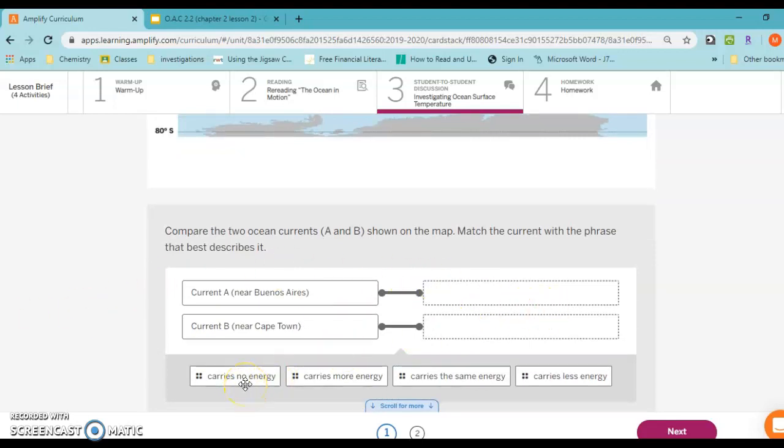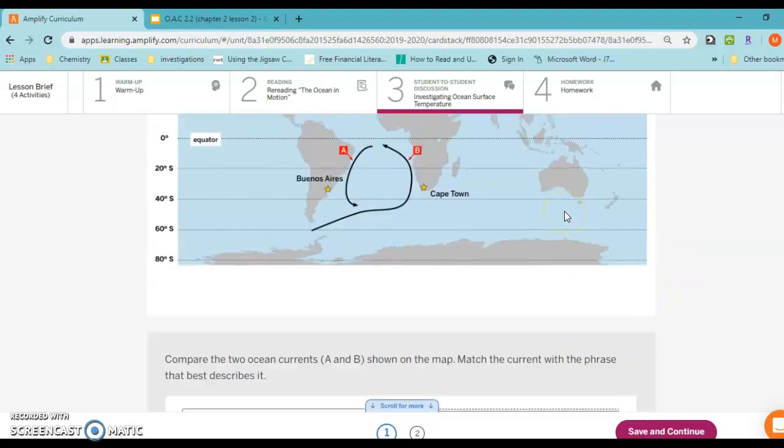Carries no energy. No, that's not what we said. Carries more energy. Carries the same energy. Carries less energy. Oh, we said it carries more energy. So I'm going to drag that and put this there. So now let's look at what's happening with Cape Town.